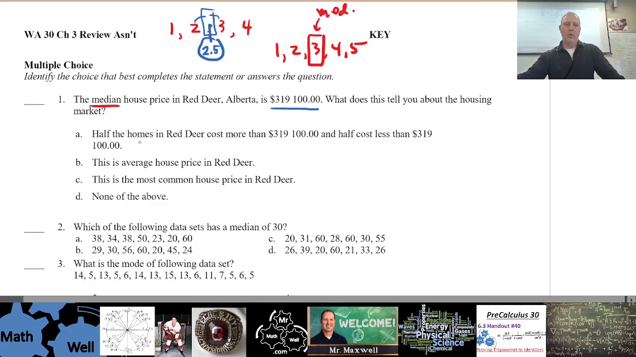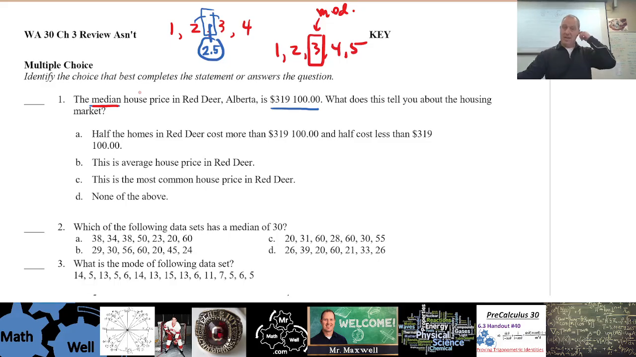Okay, what does this tell you about the housing market? Let's see, half the homes in Red Deer cost more than $319,100, half cost less. Okay, that's a pretty strong candidate there, right? Because if we list all the house prices, the median is the middle number, so there should be half the list before and roughly half the list after, right?